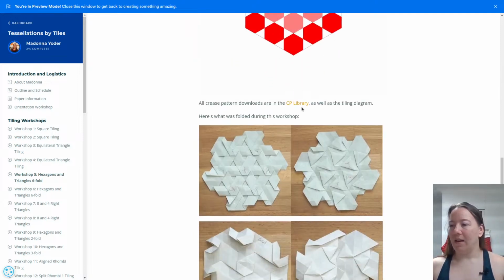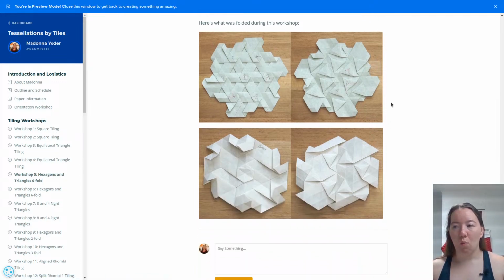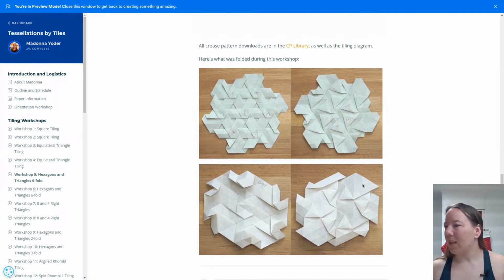And we can go to the crease pattern library. We can see what we folded. In this particular design, we added some extra space in certain directions because that's something that's available with this tessellation. You don't need to repeat everything at the same distance. You can have some directions that are further apart than others.